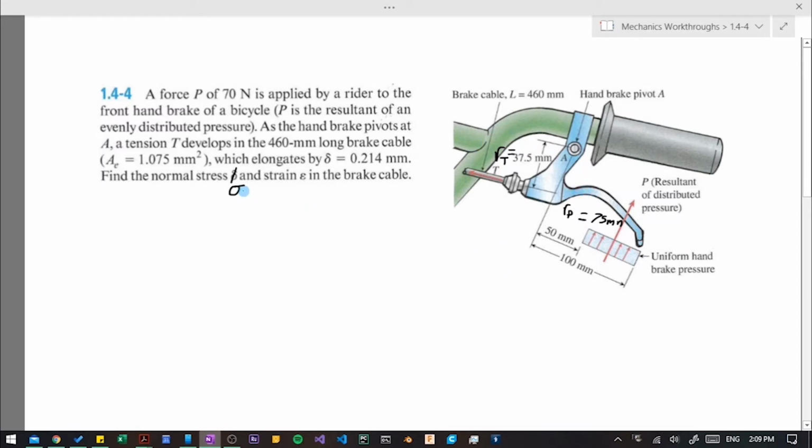And now I'm going to write out the givens and finds. We're finding sigma as well as epsilon.